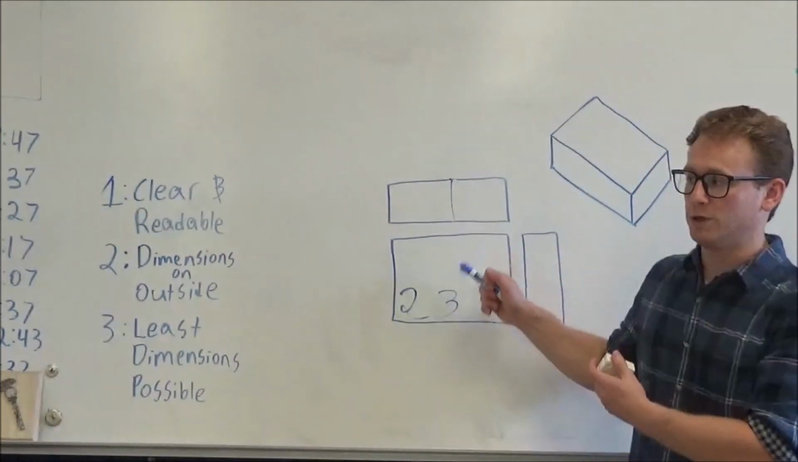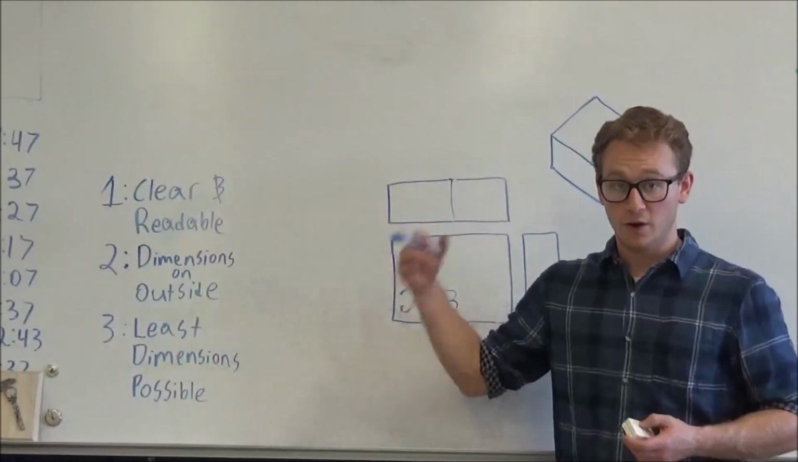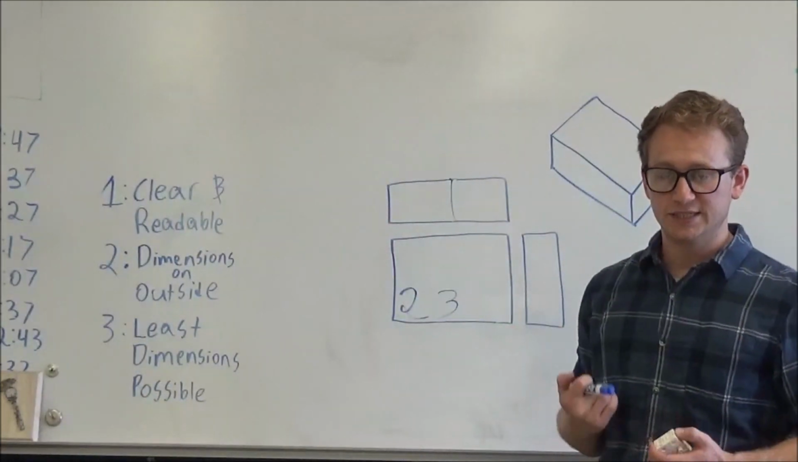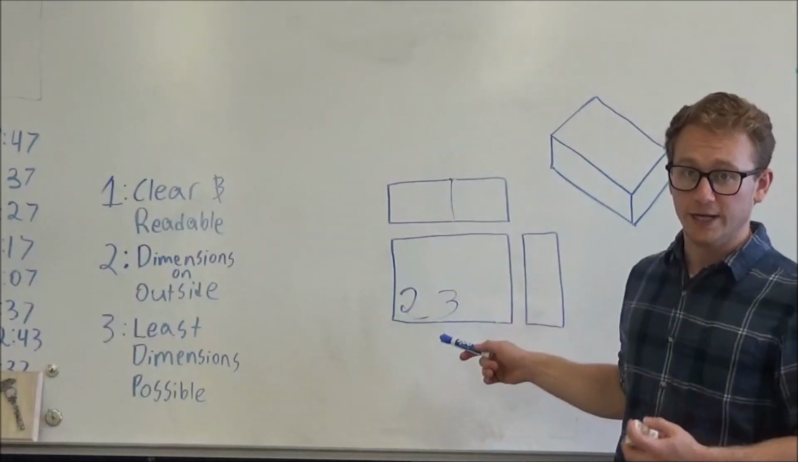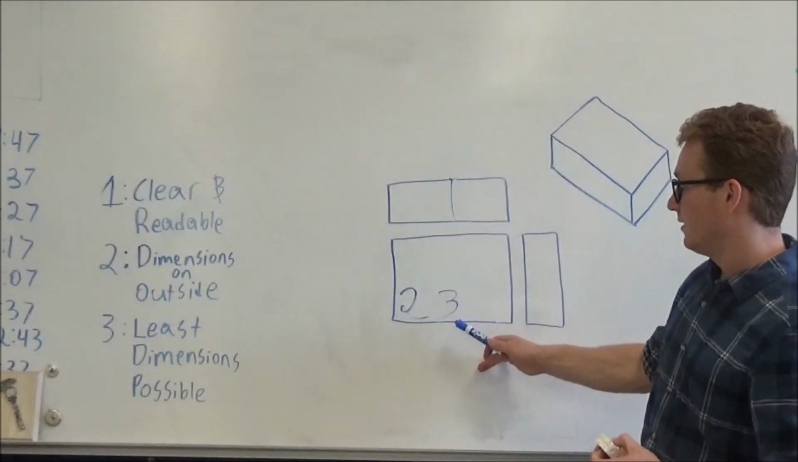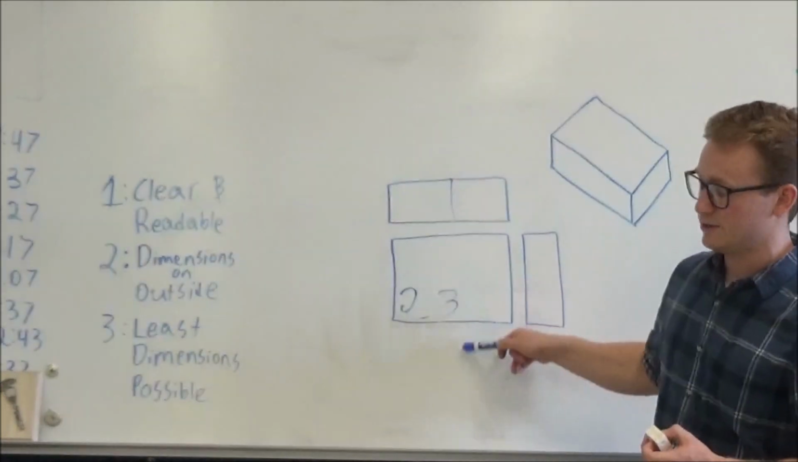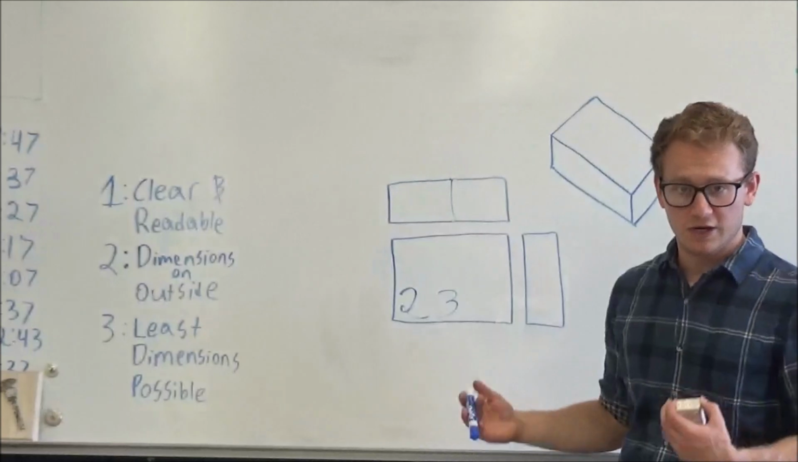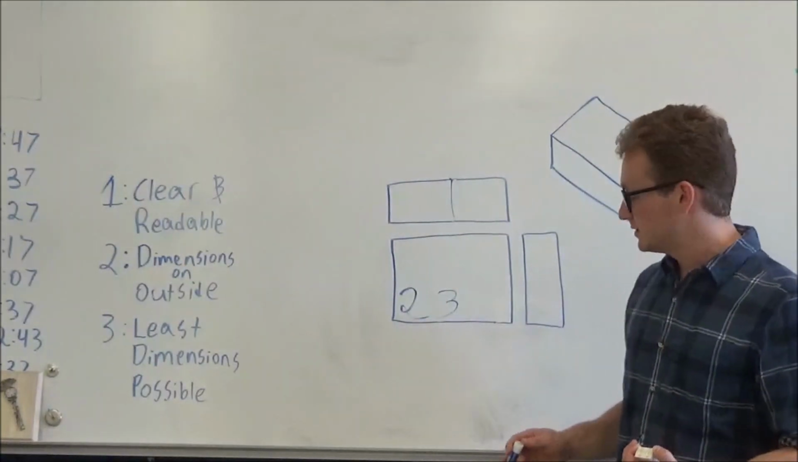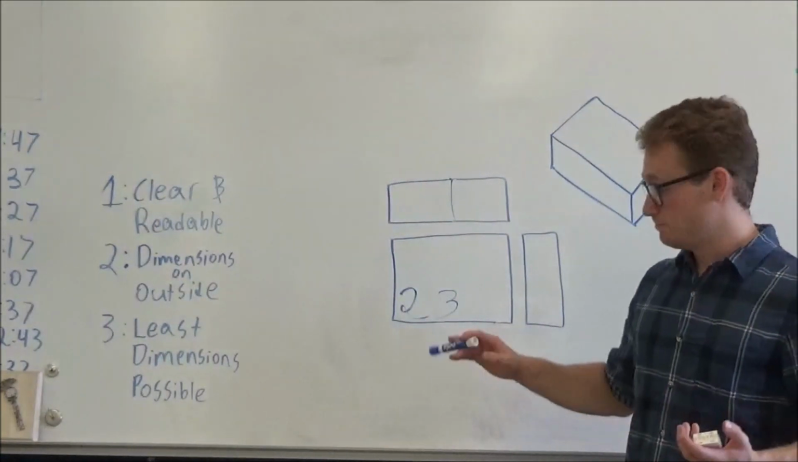But let's talk about what's wrong based off of our rules. Rule number 1 says that your dimensions should be clear and readable. This looks like a 23 to an outsider. So is this clear that this 2 goes here, 3 goes here? No, it's not. We're breaking rule number 1. What about rule number 2? Are the dimensions on the outside of the sketch? No, we drew them right on our object.